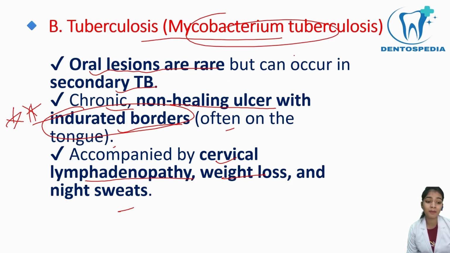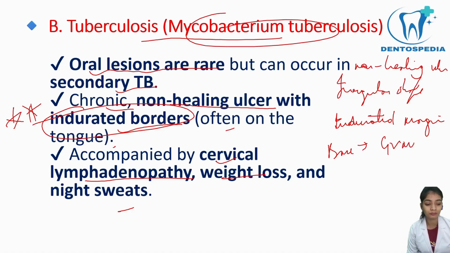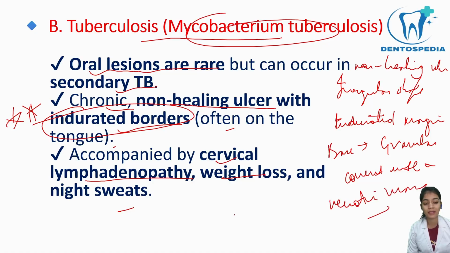Understood? Please remember all these things. There will be an irregular shape, a non-healing ulcer with indurated margins. Now the base may be granular or covered with a necrotic mass. Common sites are the tongue most commonly, but it can also be seen on lips, gingiva or palate.